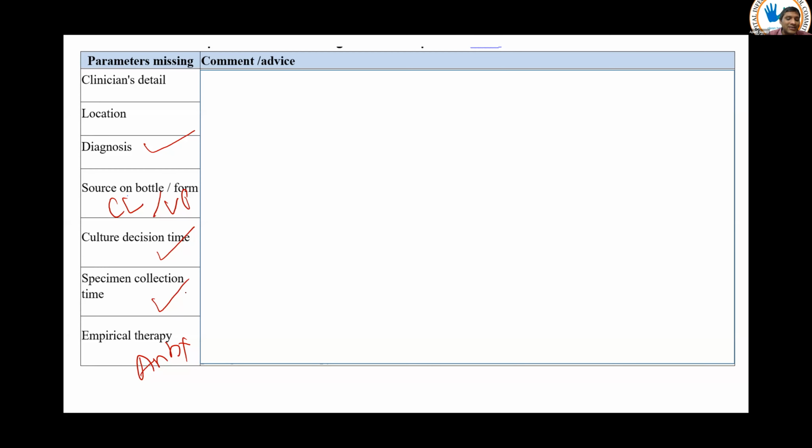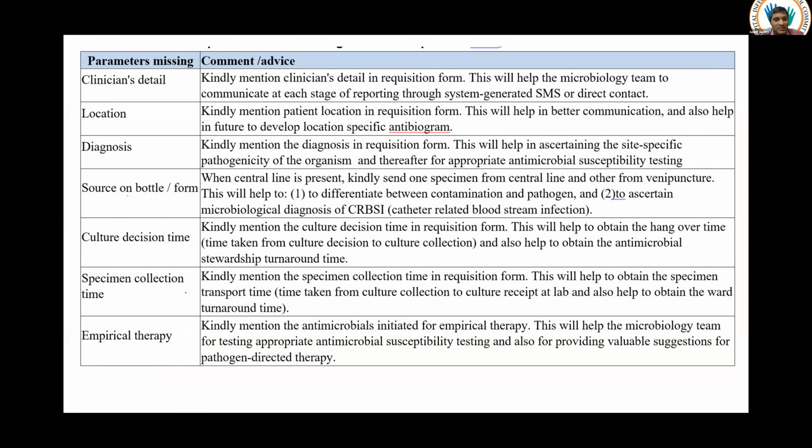So if these clinical parameters are missing, then what happens is our software will automatically add on the respective comments that these parameters are missing. Therefore you should make sure that you make these parameters available.